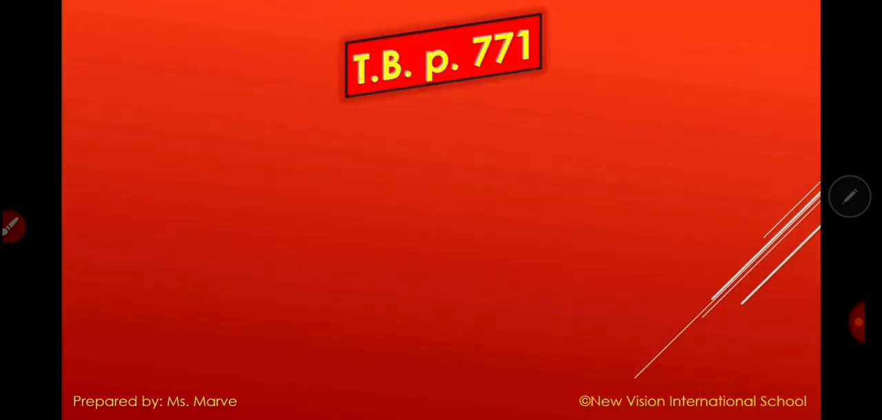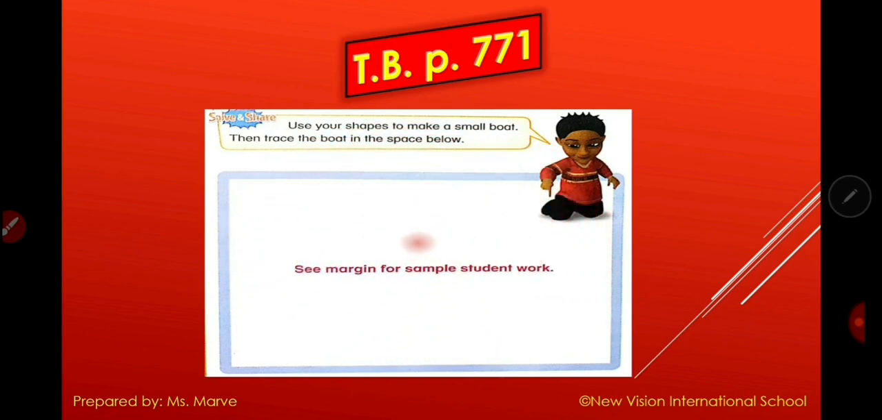Okay, let's see. Open your book on page 771. Okay, here, the solve and share. Can you read with me the question? Use your shapes to make a small boat. Then trace the boat in the space below.